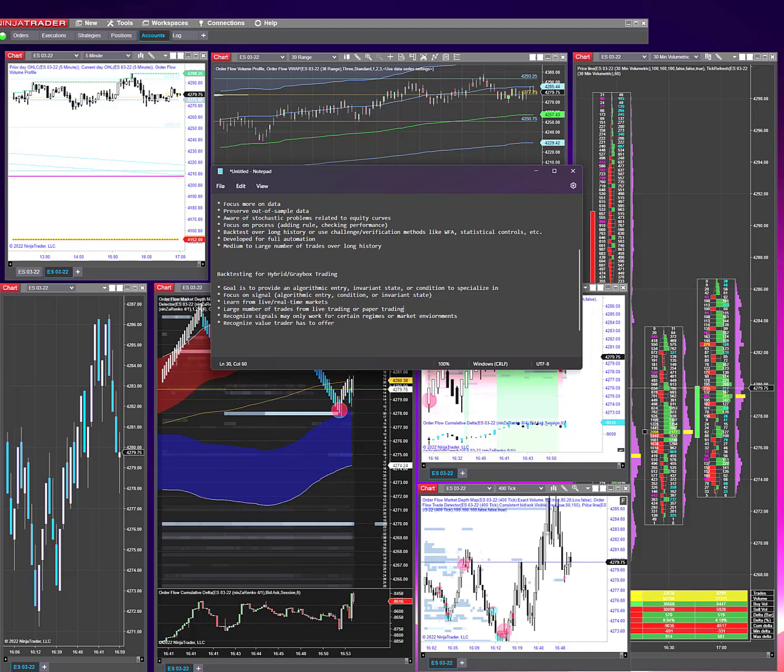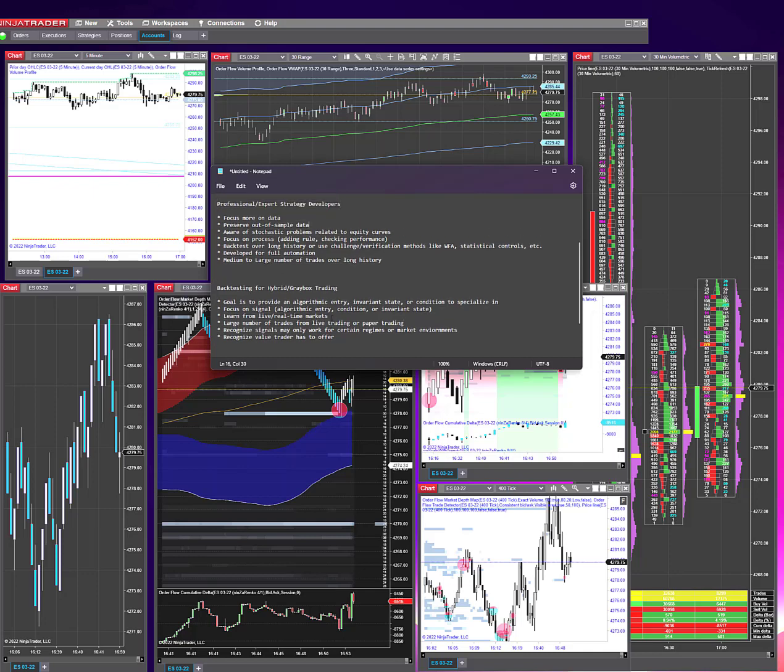And one difference is that with backtesting, you generate a medium to large number of trades over a long history, like 300 to 700 trades over 10 years, right? That would be a typical history. So that's a decent number. But this type of trader is doing a large number of trades from live trading or paper trading or real-time markets, potentially hundreds of trades over a couple of days. So we have a lot of trades here.